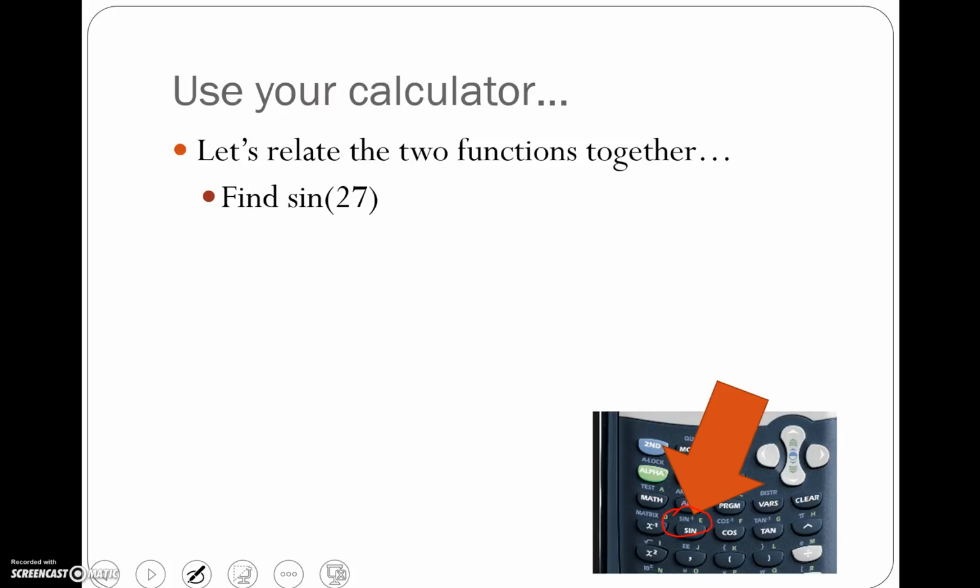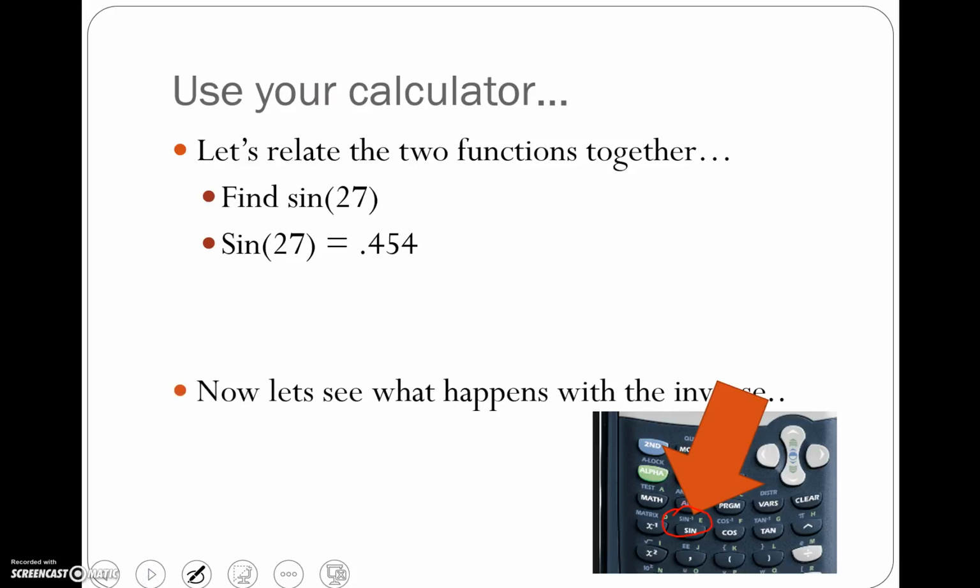Okay. When you type in sine 27, you should be getting a value of about 0.454. Now 0.454 is a ratio: if I were to give you a triangle that had an angle of 27 degrees, the opposite over hypotenuse would be 0.454. So let's see what happens when you use the inverse of 0.454. Using your calculator, type in sine to the -1 of 0.454, and let's see what you get.